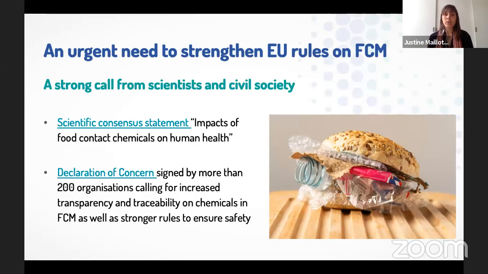And building on what was said in the first presentation, very recently in March, there was a very strong call from a group of scientists that developed this statement, and really calling for more transparency and for action globally, because there's a lack of rules globally. And linked to this statement, there was a declaration of concern signed by more than 200 organizations calling for decision makers to really increase the traceability and ensure stronger rules.